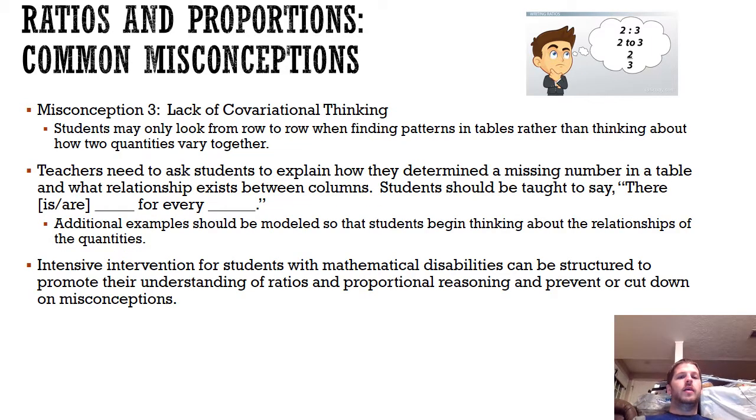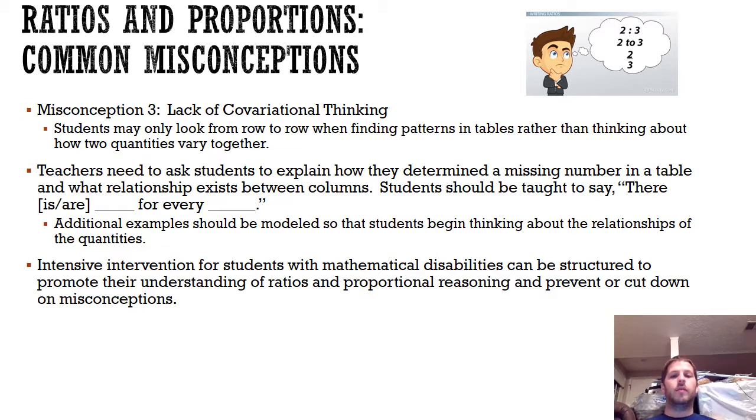Misconception 3 involves a lack of covariational thinking. Students may look from row to row when finding patterns in tables rather than thinking about how two quantities vary together. Teachers need to ask students to explain how they determine a missing number in a table and what relationship exists between columns. Students should be taught to say, there is or are blank for every blank. Additional examples should be modeled so that students begin thinking about the relationships of the quantities.